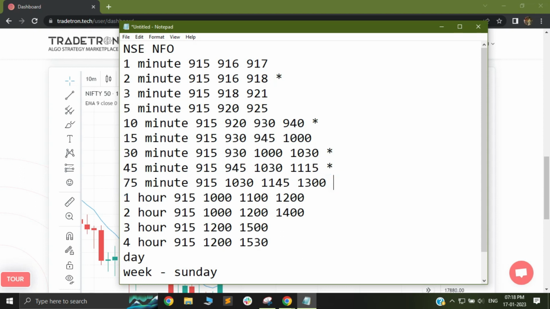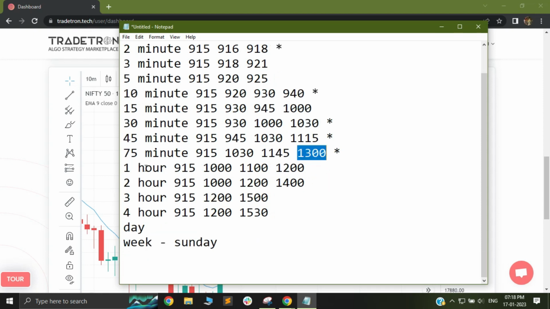The 75-minute candle is again not going to match, because it will be 9:15 to 10:30 as the first 75-minute candle. Post that 11:45, then 1300, and so on. And 1300 is nothing but 1 o'clock. Now coming up to the hourly candles. On Tradetron, all the hourly candles will basically start from 9:15 and go to 10. So 9:15 to 10 is the first 1 hour candle. Then from 10 to 11 will be the second, and 11 to 12, and 12 to 1, and so on. So this is how it will work.